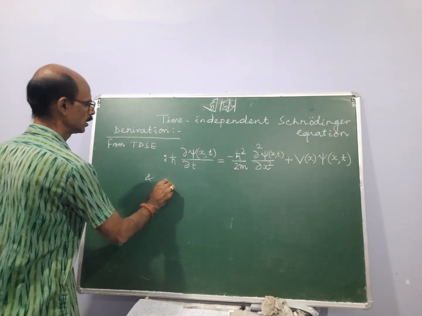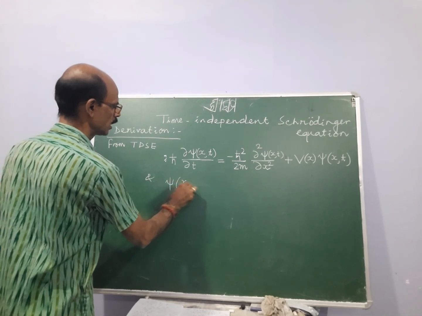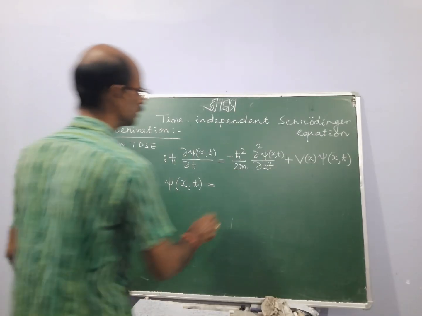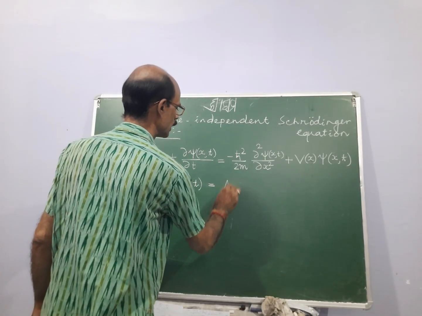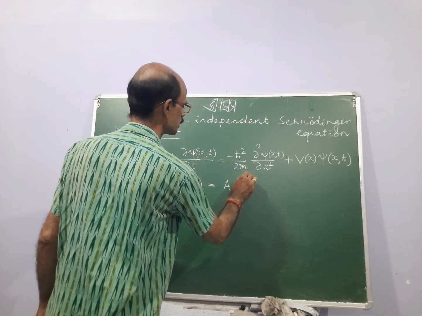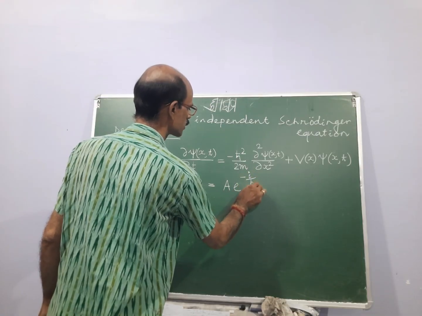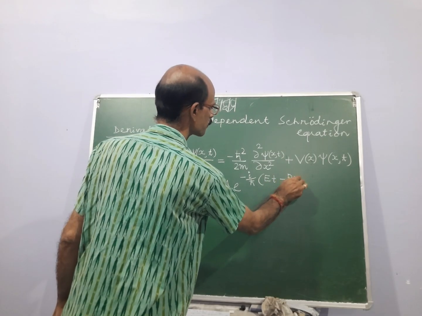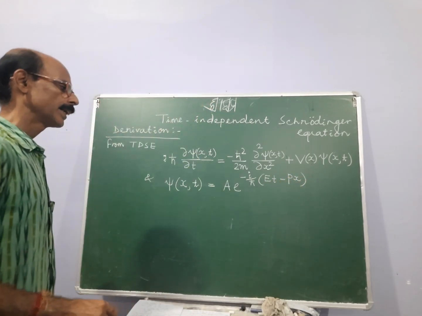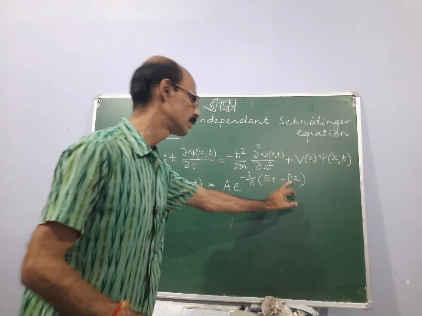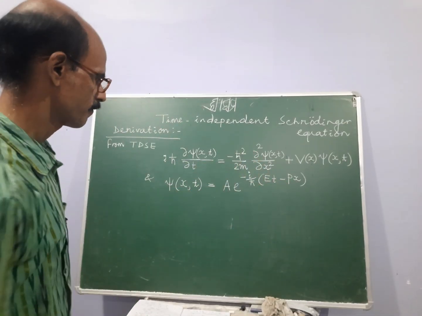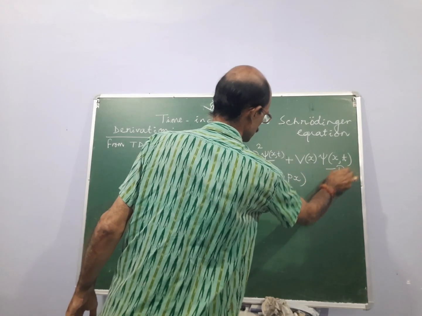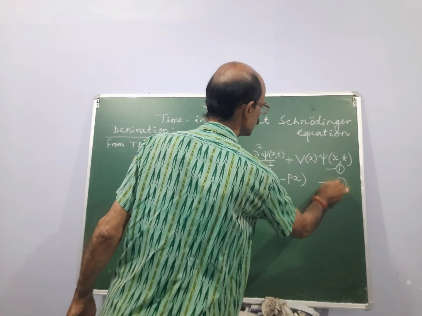And the wave function is given by A exponential minus i by h cut (E t minus p x). So it is an expression in terms of momentum and energy. Let it be equation number 1.